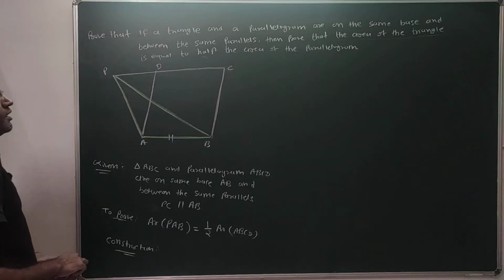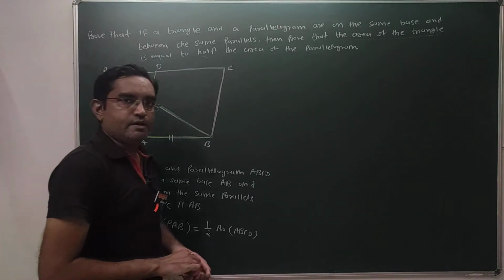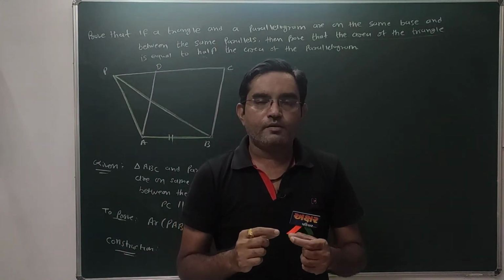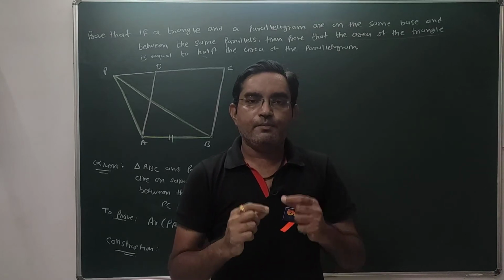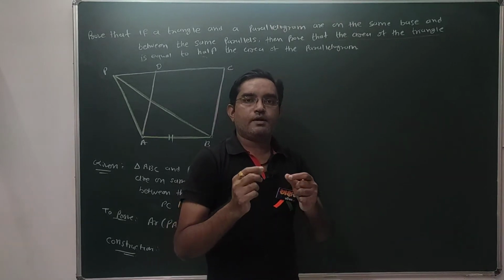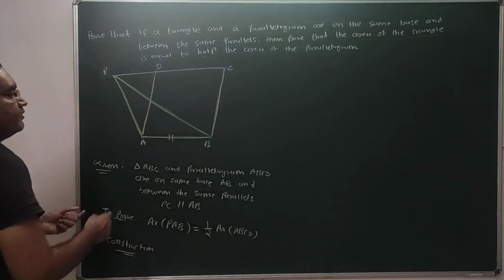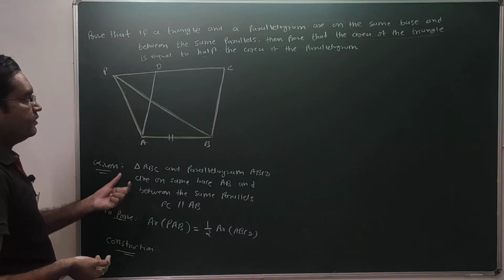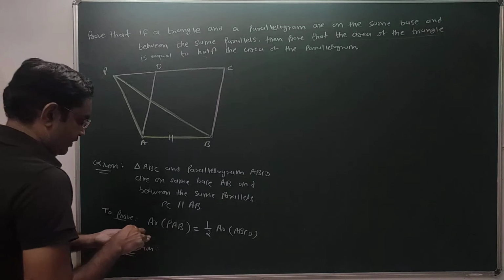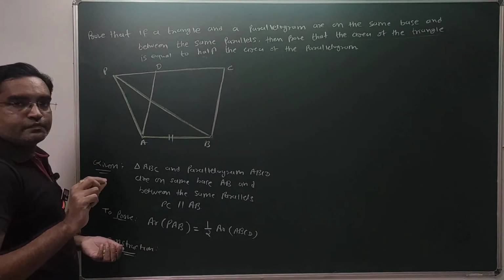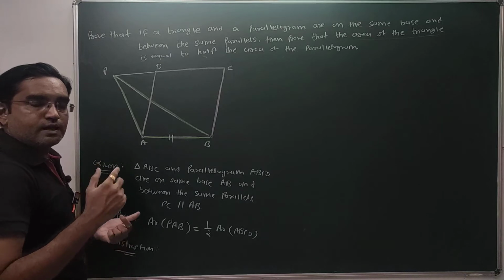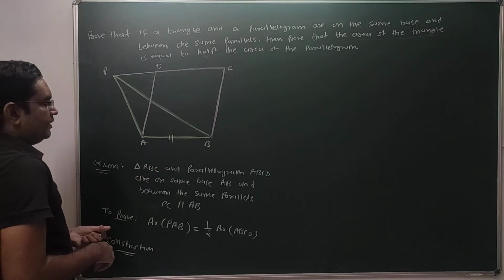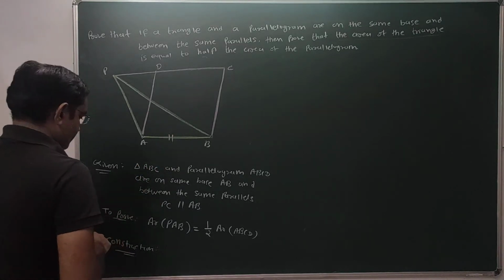Here we will use theorem number 9.1. What is our theorem 9.1? Theorem 9.1 says that if two parallelograms are on the same base and between the same parallels, then the areas of the two parallelograms are equal. So here two parallel lines are given and one parallelogram is given. So we will complete another parallelogram by using construction. Done? So to use theorem 9.1, which is about two parallelograms on the same base and between the same parallels, we construct one line segment to complete our second parallelogram.